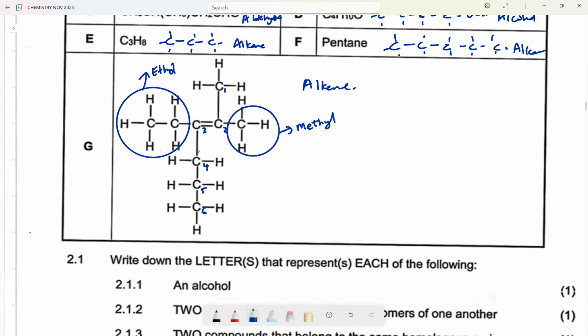So if I were to name this, remember eth comes before meth, E comes before M. At carbon number 3, I met an ethyl. And then on carbon number 2, I met a methyl. And then I have the longest chain, which is hex. And then on position number 2, I had a double bond. It is between 2 and 3, so I'm going to take the smallest one, which is 2. The functional group of alkene is ene. So this is the name of that particular compound.